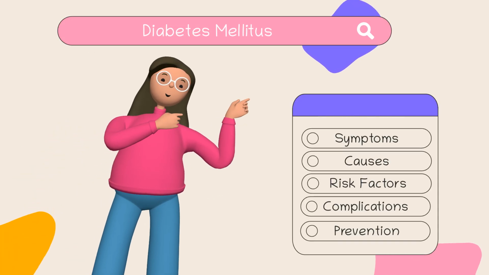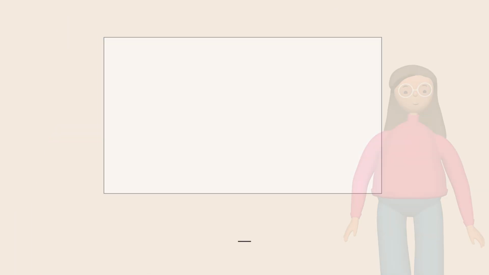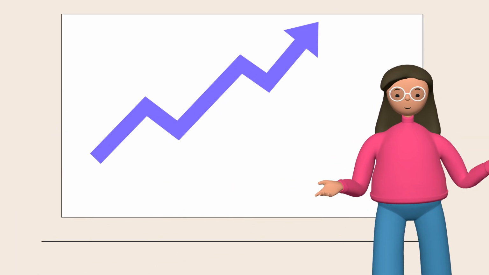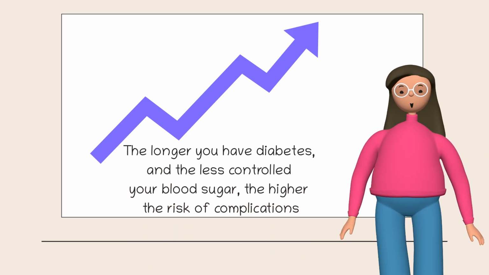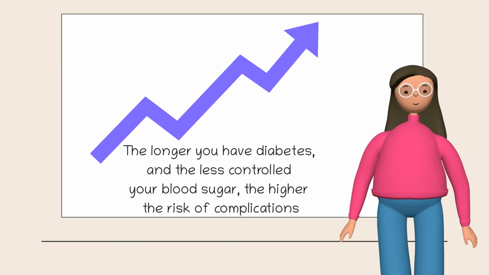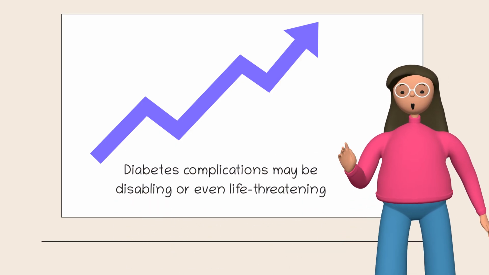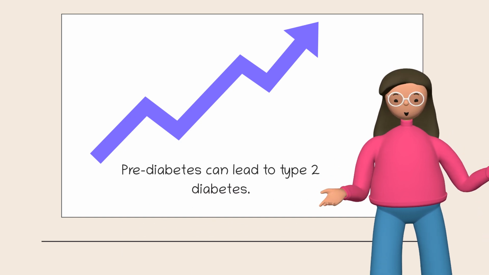Next, let's cover the complications that can be caused by diabetes mellitus. Long-term complications of diabetes develop gradually. The longer you have diabetes and the less controlled your blood sugar, the higher the risk of complications. Eventually, diabetes complications may be disabling or even life-threatening. In fact, prediabetes can lead to type 2 diabetes.